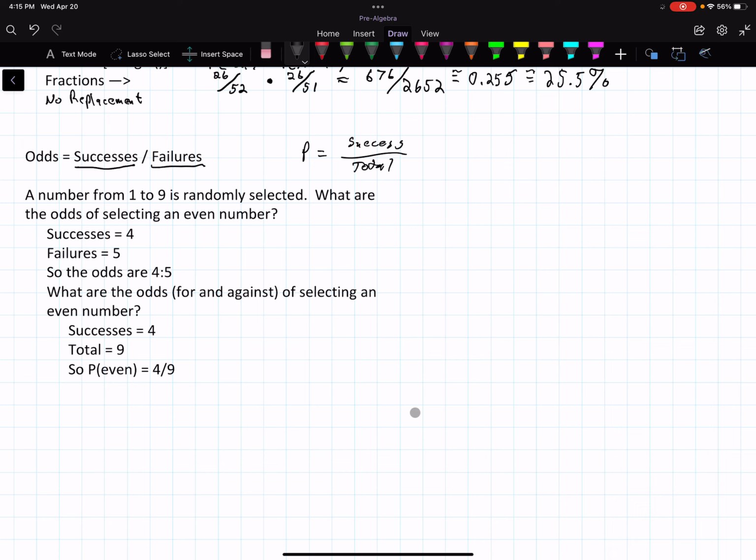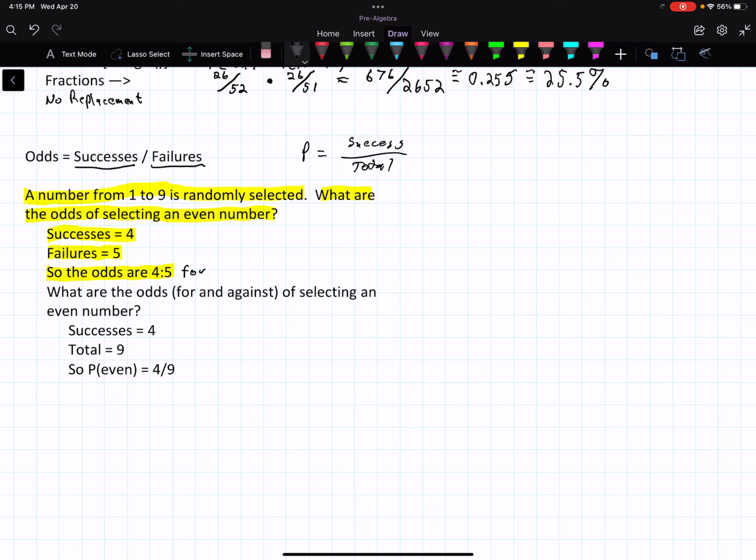So if we had the problem of a number from 1 to 9 is randomly selected, what are the odds of selecting an even number? Well, we have to calculate the number of successes. If 1 through 9, the successes of an even number are 2, 4, 6, and 8, so there's 4 of them, and failures are 1, 3, 5, 7, and 9, so there's 5 of them. So the odds are 4 to 5, and you can call that the odds for that happening.